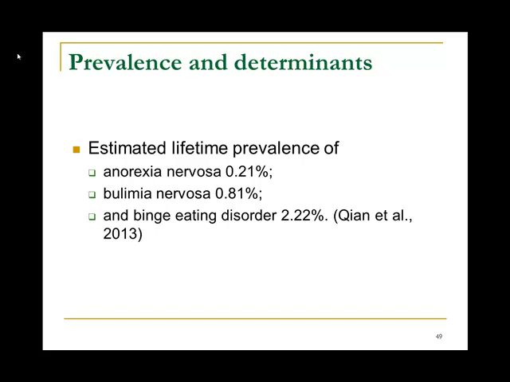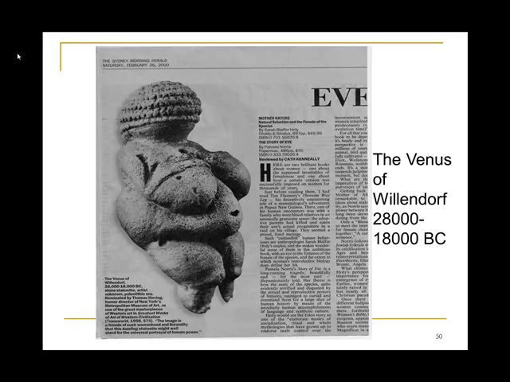In thinking about the prevalence and determinants, we know very little about ARFID as it's a new disorder. So what I'll be saying mostly is about anorexia nervosa, bulimia and binge eating disorder. The estimated lifetime prevalence in the community of anorexia nervosa is under 1% and bulimia nervosa around 1% or just below, and binge eating disorder is the most common and it's around 2% or more, and it seems to be increasing.